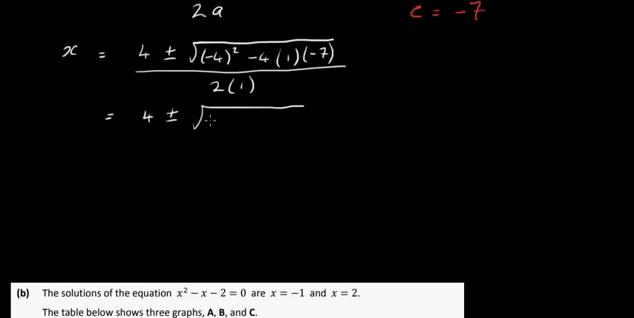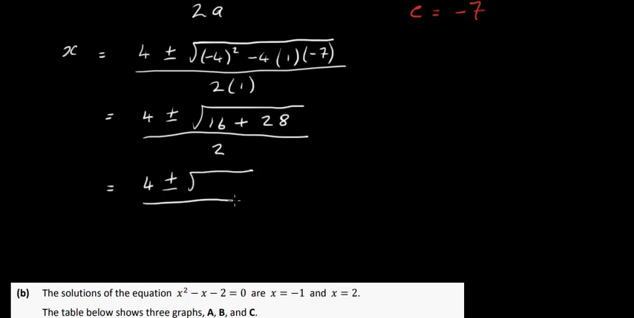I'm just going to do what's inside the brackets here. Well, minus 4 squared is plus 16. We've got minus 4 times plus 1 is just minus 4. Minus times minus is plus 4 sevens, 28. 2 times 1, 2. So we end up with 4 plus or minus the square root of 44. 28, 38, plus 6 is 44, yep. 44.